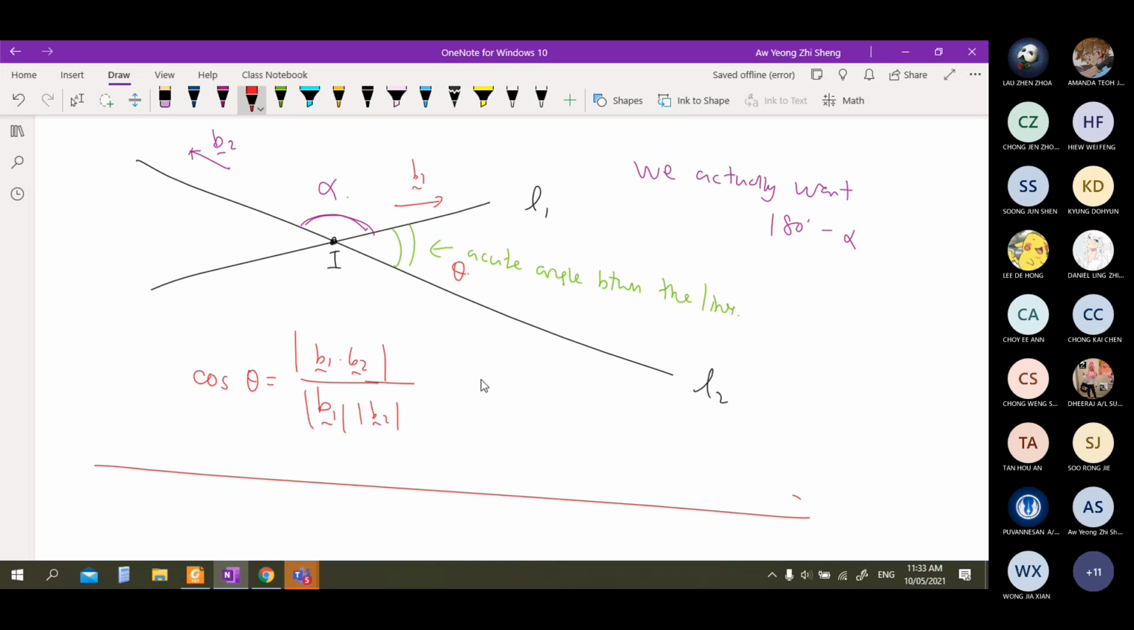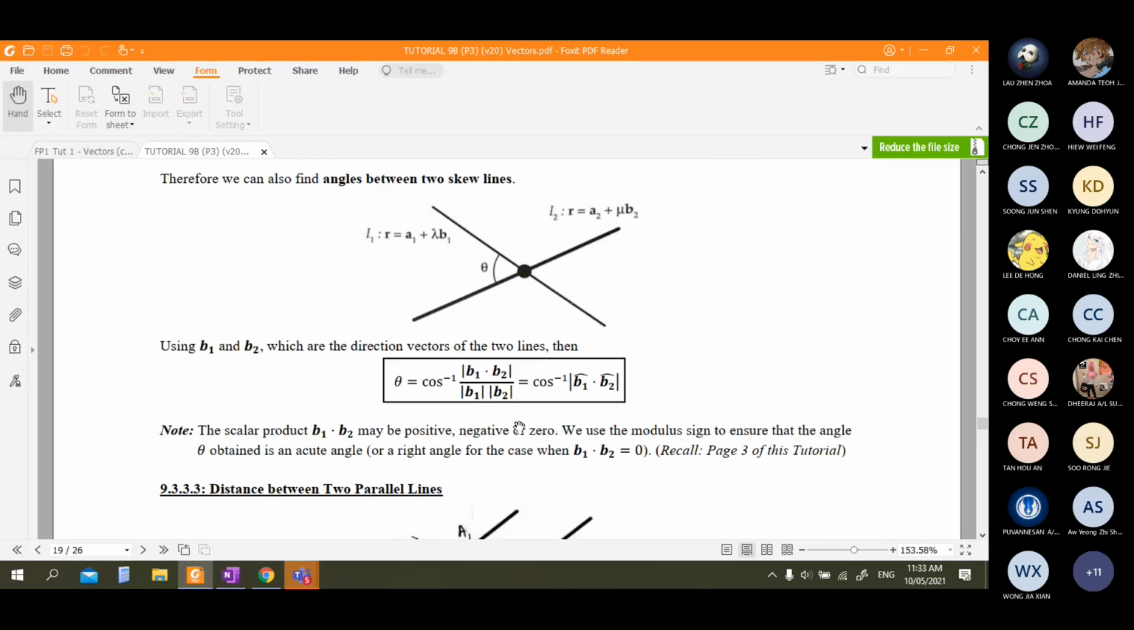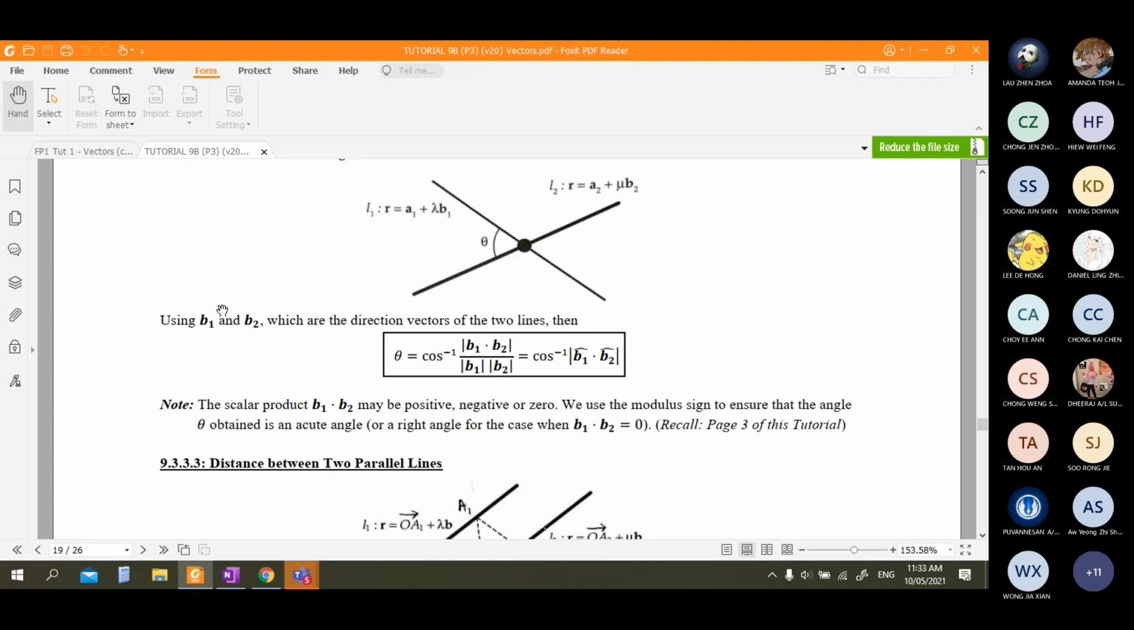Right. And this is actually the formula that is printed for you in the box, in the notes. It's just presented in a different way where they move cos over to the right hand side, but it's the same thing. It's actually cos theta equals b1 dot b2 over the length of b1 and the length of b2, with a modulus at the numerator.